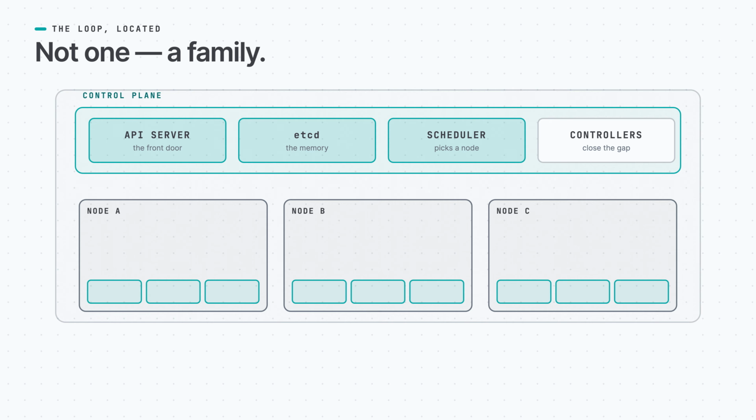And the loop from last episode, it lives here too. Controllers watch desired against actual and act on the difference. Reconciliation is not one program. It is a family of controllers, each minding its own kind of thing.